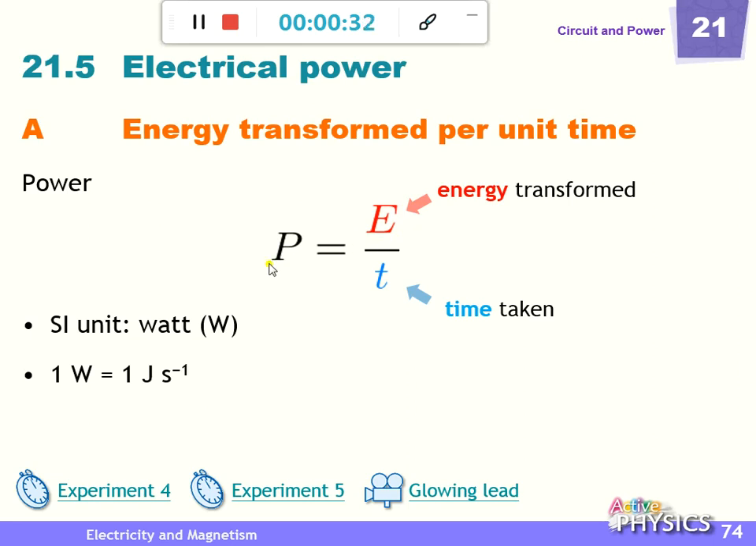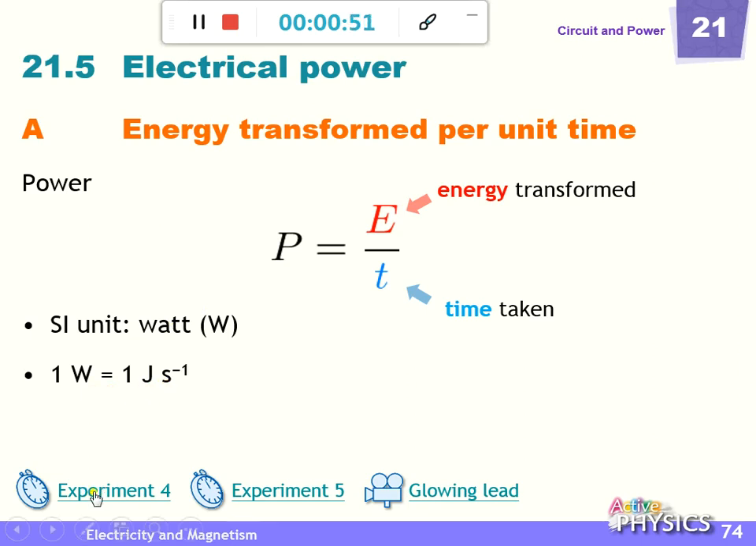Power by definition is the energy output over the time taken, or energy consumed over the time taken. And the unit of it will be watts, or 1 joule per second.